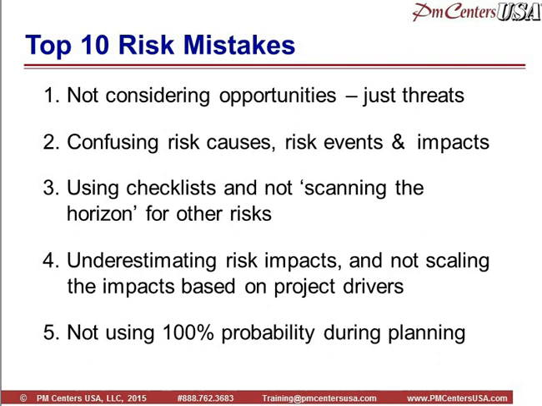All right, let me run through the list real quickly, and then I'm going to go back and talk about each of these in more detail. Now, I do want to point out these are in no specific order as far as frequency of occurrence or severity of occurrence. So here's my top 10. The first one, not considering opportunities, just the threats on projects. Number 2 is confusing causes, risk events, and impacts. Number 3 is using checklists and not looking around, scanning the horizon for other risks. Number 4 is underestimating the impacts of risk and not scaling them based on project drivers. I'll explain what that means. Number 5 is not using 100% probability. That may sound a little strange. We'll explain why you would do something like that.